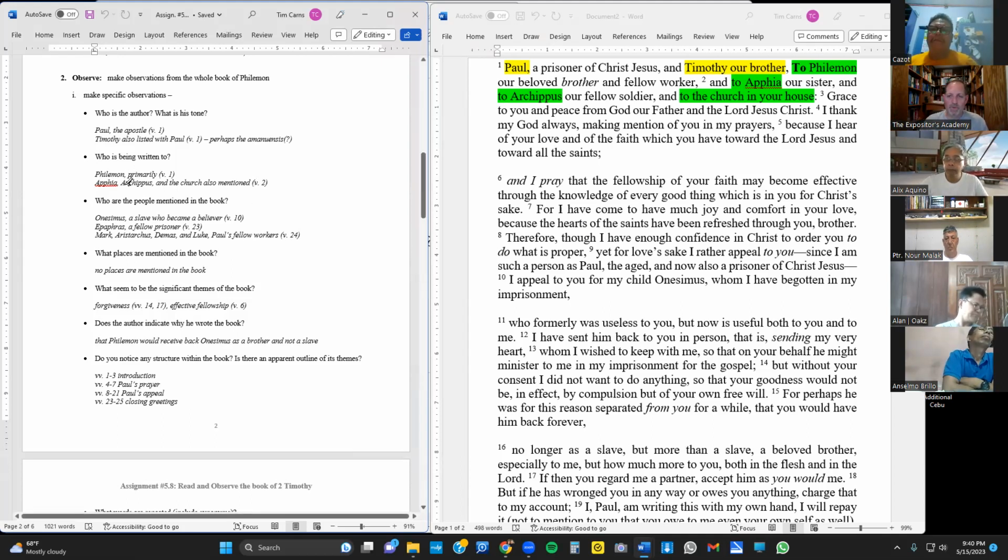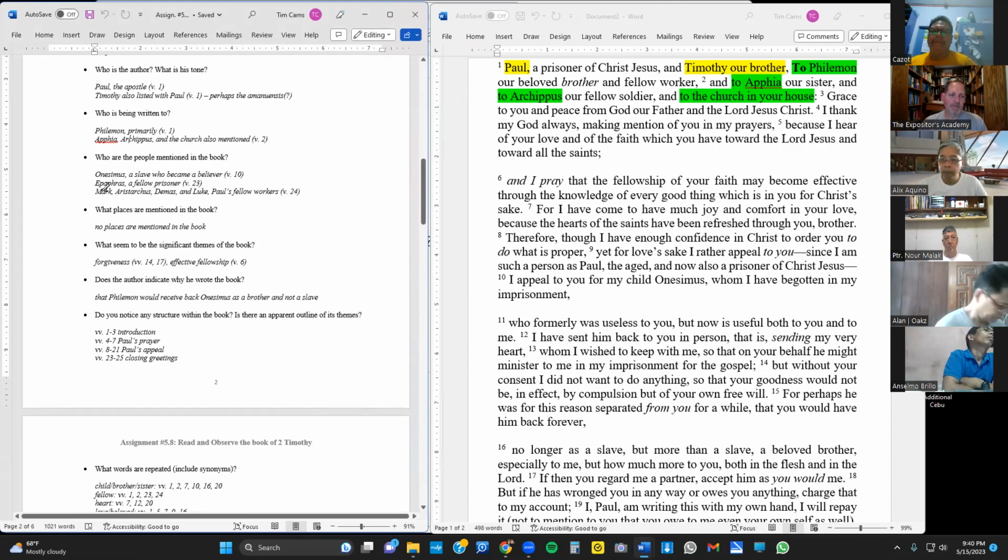For the observations, we're just noticing who the author is, who the recipients are. Are there any other people mentioned in the book? And then notice I put their names down here. And I put a brief comment. Onesimus, a slave who became a believer. Epaphras, a fellow prisoner. But that's it. I'll do more details when I do the background context in the next assignment. But for this one, I just put the basic. What places are mentioned?